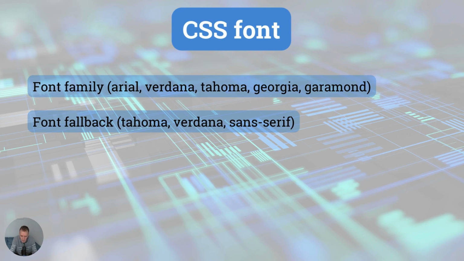One very important thing for the internet is font fallback. We'll say if some browser or somebody's laptop doesn't have one of these fonts available, then it'll fall back to the next available font. Here we can see the preferred font is Tahoma, and if that's not available, it'll fall back to Verdana. And if Verdana is not available, it'll fall back to sans serif.